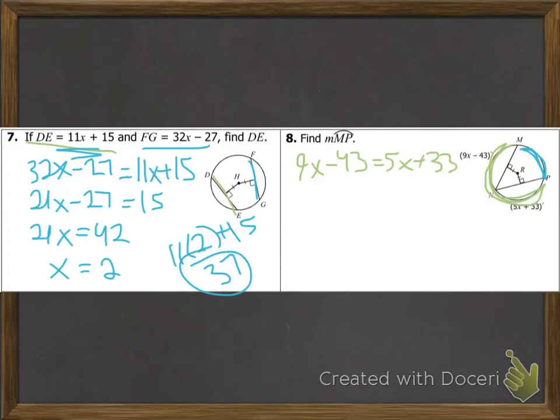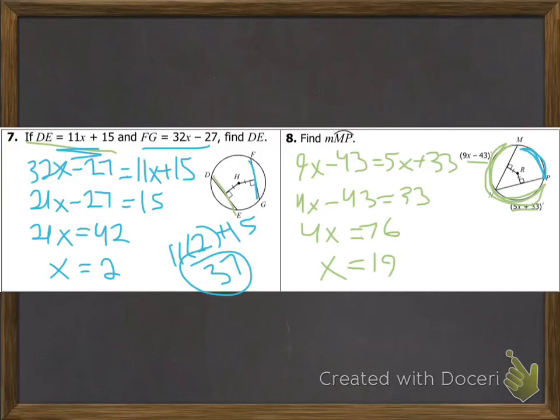Alright, so now we're going to subtract the 5x from both sides, and we're going to get 4x minus 43 equals 33. Add the 43 to both sides, and we're going to get 4x equals 76. And then you divide by 4, x is going to be equal to 19. So now to find the measure of arc MP, here's the thing. I need to take my 19 and plug it into one of my two arcs here, and then you can add them together because you know they're equal, and then take that away from 360.